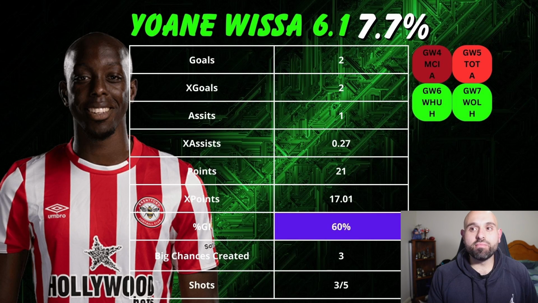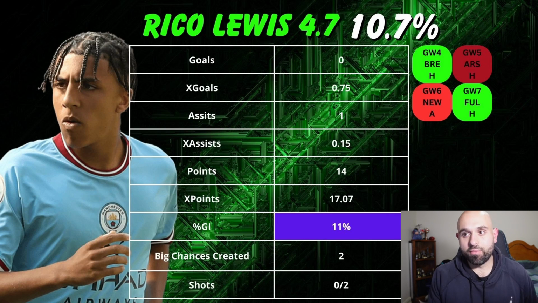Potentially wouldn't be buying him this week. You'd want to hold off. I could see people wanting to buy him next week against Tottenham, but then really attacking the fixtures in game week 6. The last player I want to touch on before I look at my team is Rico Lewis.